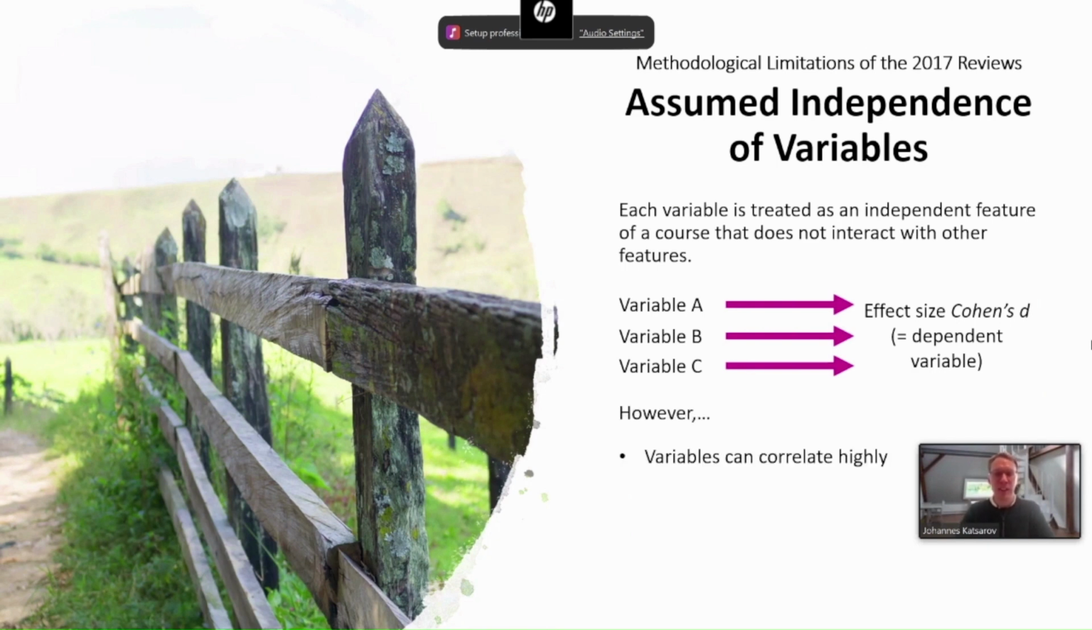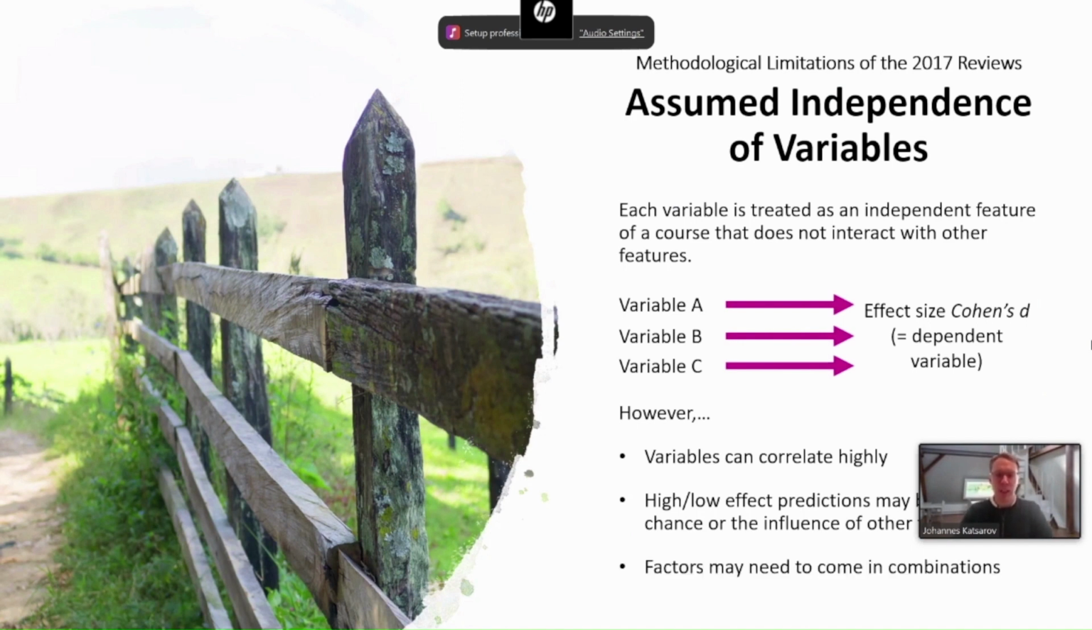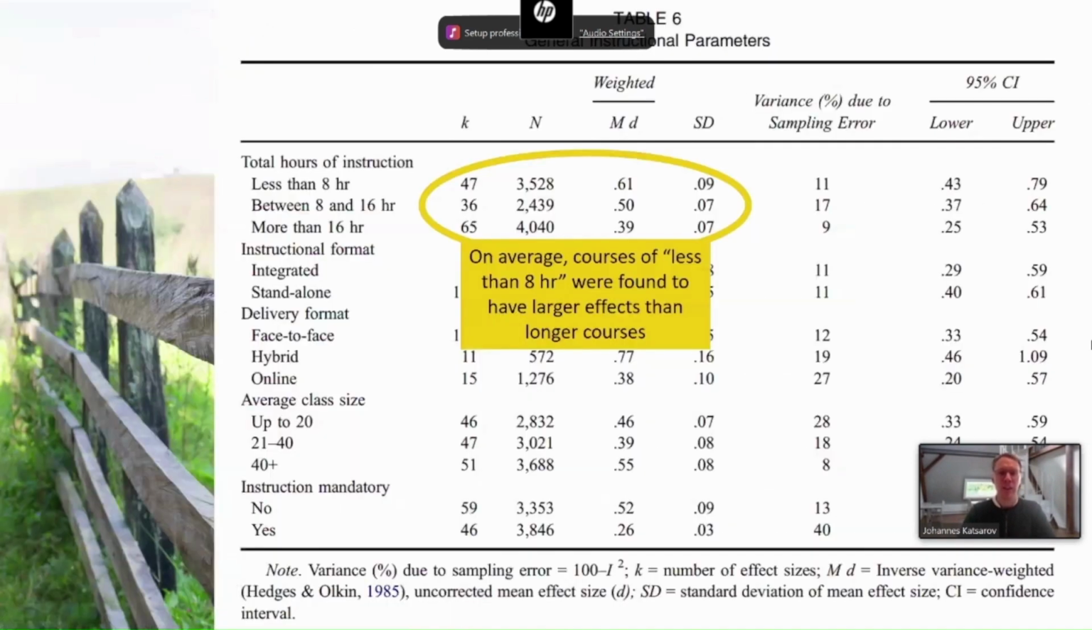The problem, however, is that variables can correlate very highly, and that high or low effect predictions may be due to chance or the influence of other factors, what we call in statistics spurious correlations, for example. Also, factors may need to come in combinations. That means maybe in some studies we're just seeing good combinations when things work, but the other studies that have done the contrary haven't been conducted or published. And I'll give you an example from one of these studies here.